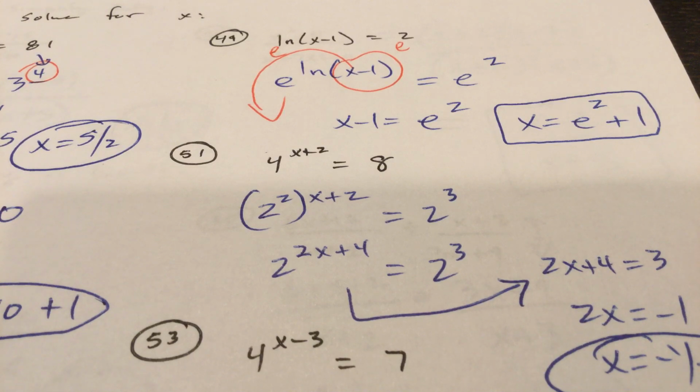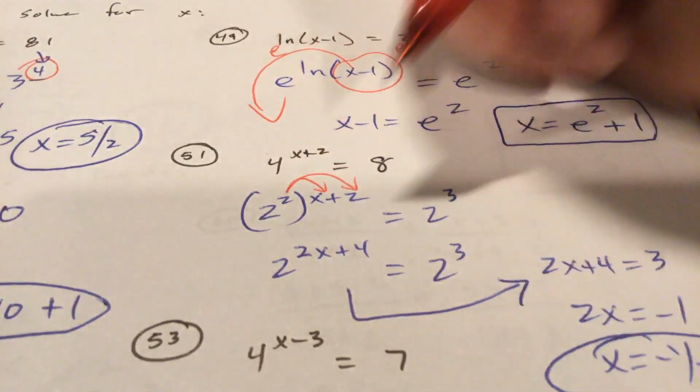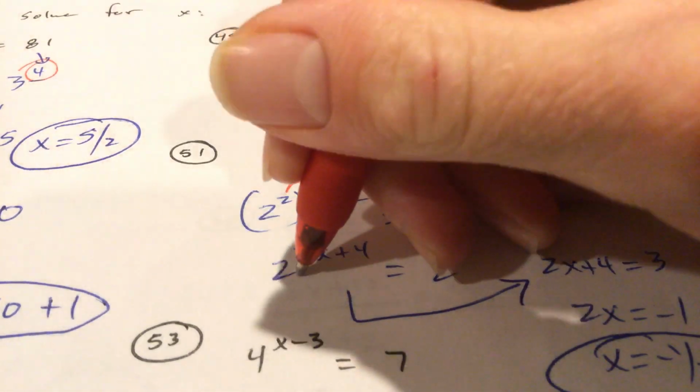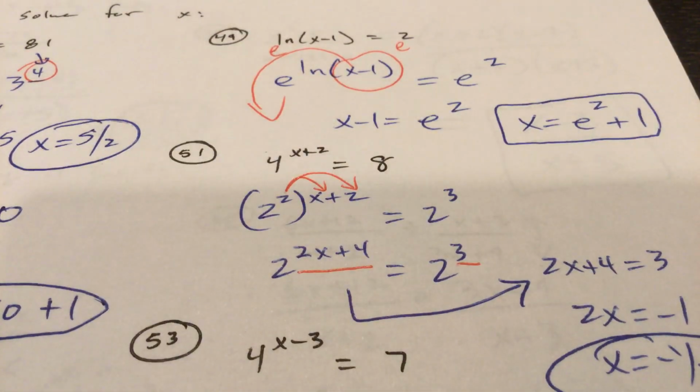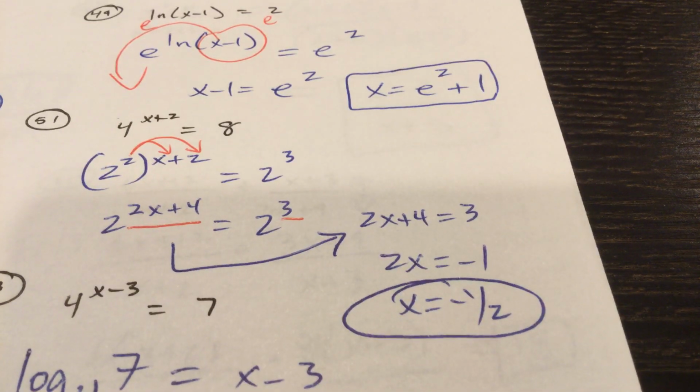51, we can get the same base. 4 is 2 squared. 8 is 2 to the third. So 4 is 2 squared, and I was raising that to the x plus 2. Power to power, you multiply the powers together. Now my exponents are the same. 2x plus 4 is 3. x is negative 1/2.